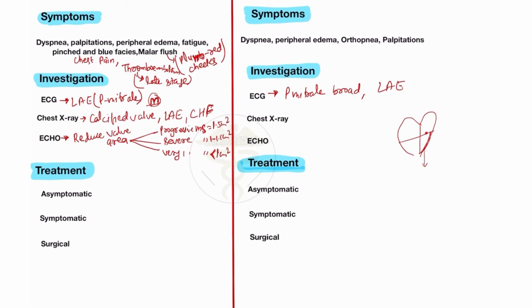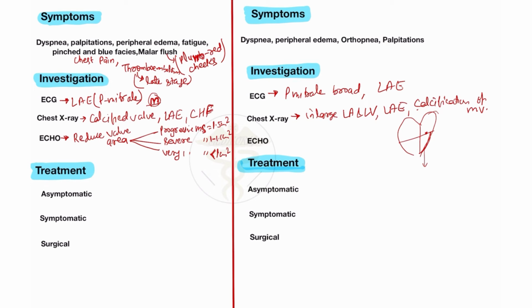What will you see in the chest X-ray? When you take a chest X-ray of the patient, you will see an enlarged left atrium and left ventricle, because, as I already told you, insufficiency occurs in this case, so hypertrophy of the heart occurs. So left atrial and left ventricular enlargement occur in the chest X-ray. And maybe you will see calcification of the mitral valves, the same as in mitral stenosis, in the patient with mitral regurgitation also.